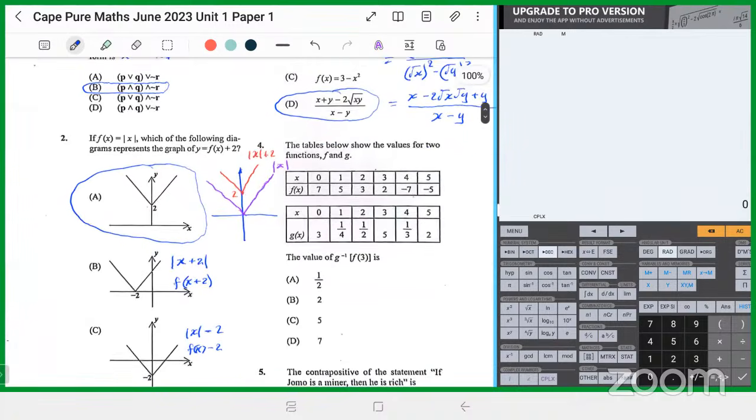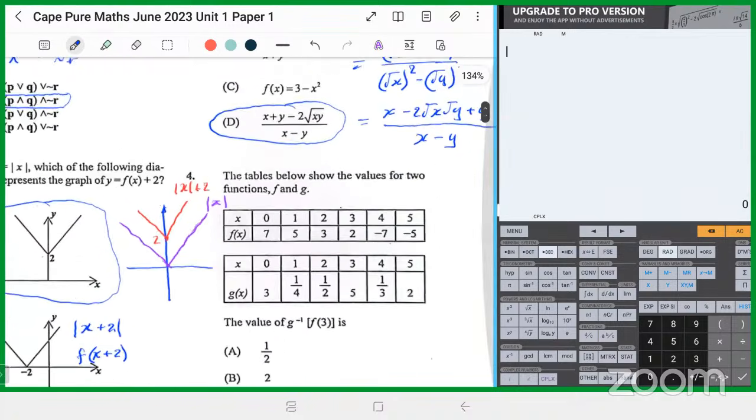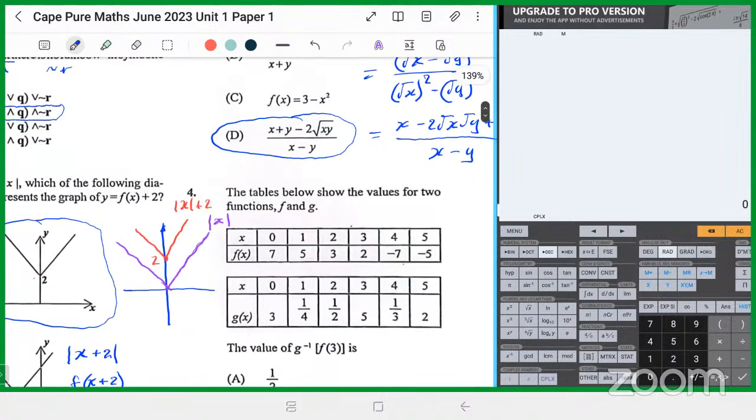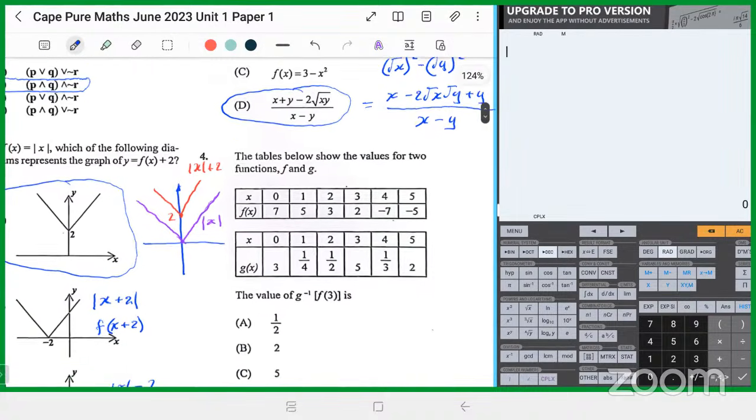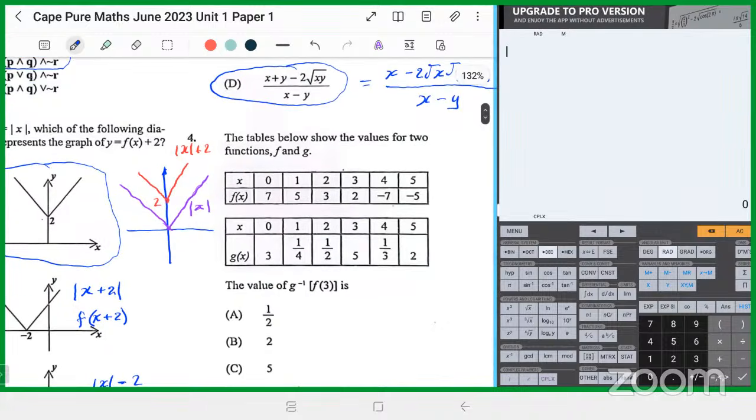This question. I'm gonna put this modulus of x thing somewhere. Let me shift this away a little bit. Let's shift this away. Put it maybe here. All right, so we're doing this one now. This one gives us these two functions in the form of tables with the values, and they want g to the minus 1 of f of 3. So we're gonna do the f of 3 first.